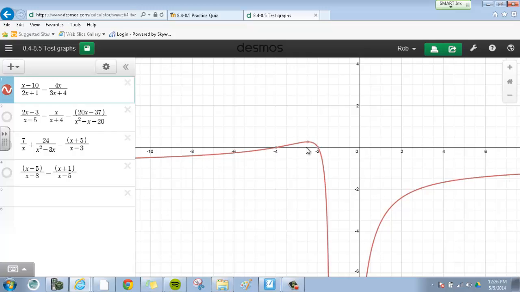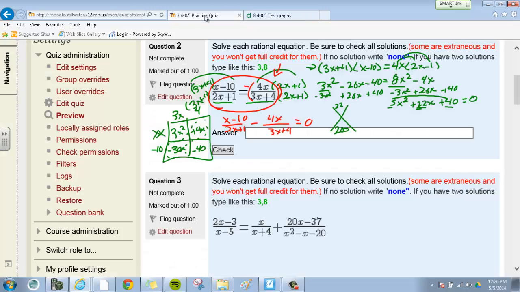If it crosses over at -4 and -2, these are possible solutions to this equation. So now you have to ask yourself, if we put -4 into this denominator, would it make it equal to 0? 2 times -4 is -8 plus 1. That's not 0. And 3 times -4 is -12 plus 4. That's not 0. So this one checks off.